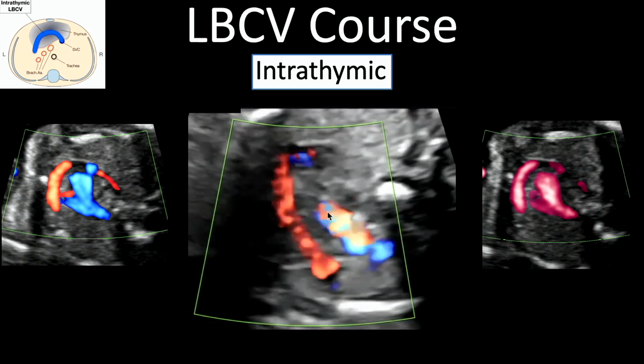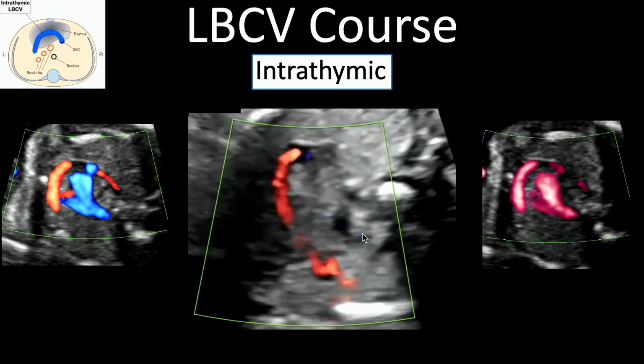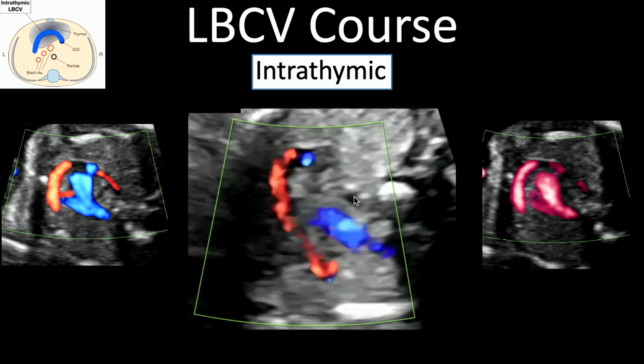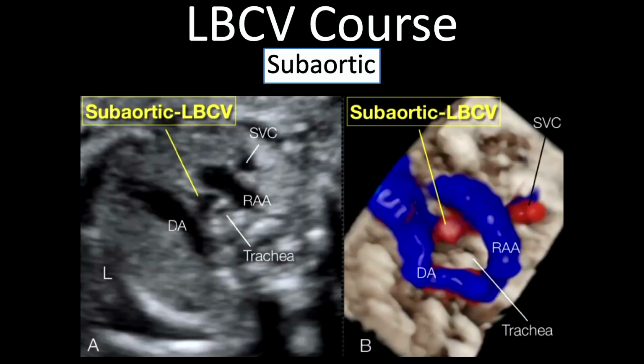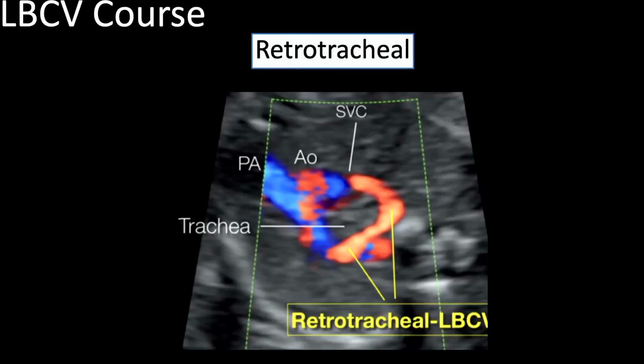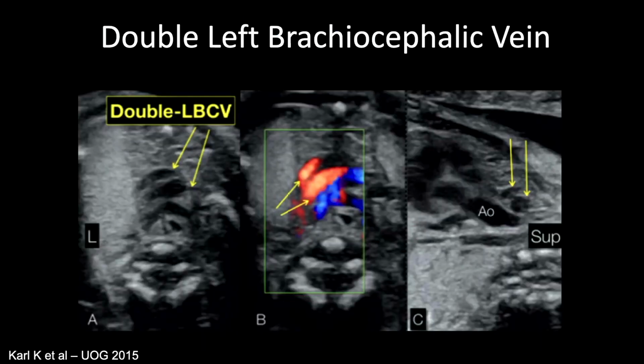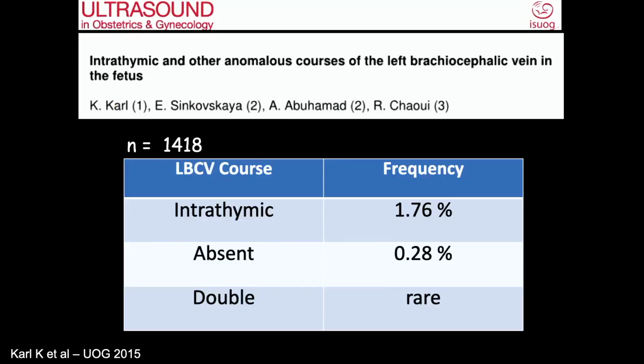Here's this, and this is the aortic isthmus at this level, and this is the superior vena cava next to it. And this one is subaortic. You see it's under a right-sided aortic arch. And it could be retrotracheal. This one is behind the trachea, or you can have double left brachiocephalic veins. Very, very rare. So these are considered to be normal variants in the absence of any other congenital heart disease. And the intrathymic occurs in about 1 to 2% of cases.